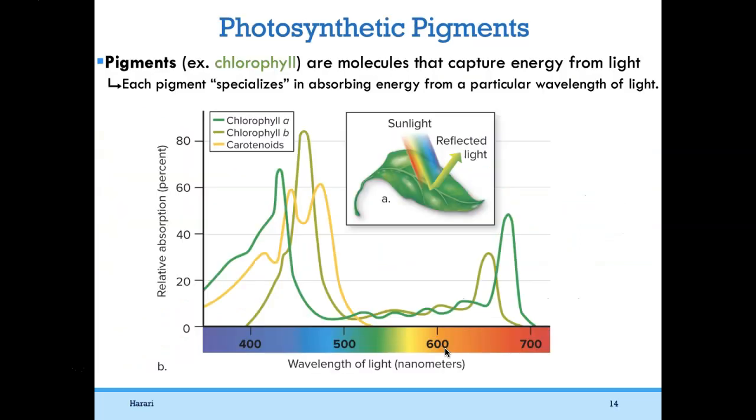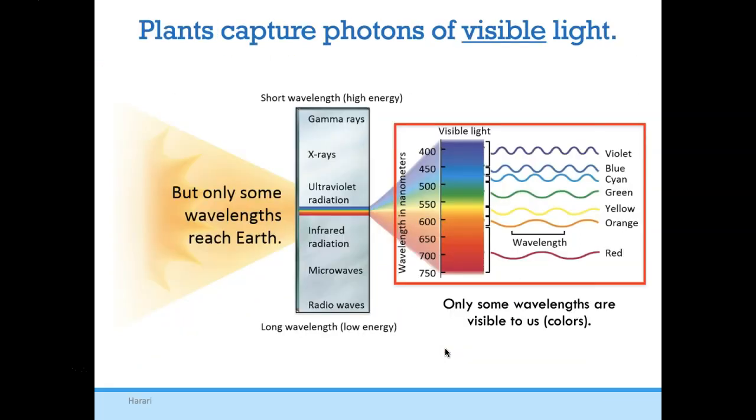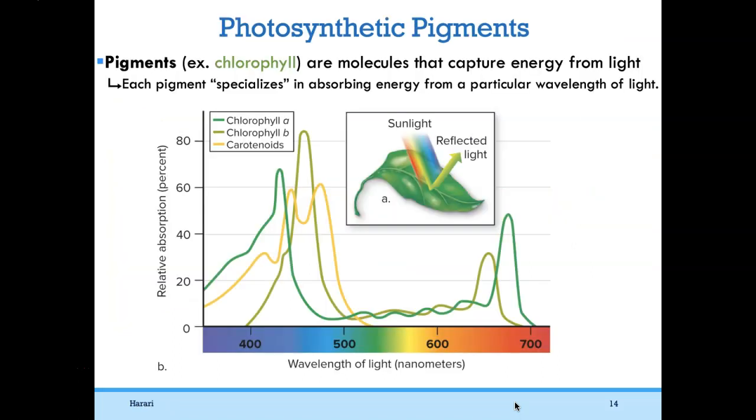So plants capture photons of visible light. These are the wavelengths of light that are visible to us as colors. So this is a little complicated, but everything has a color based on what types of energy it absorbs and what type of energy it reflects. So let's talk about pigments. This will help illustrate the idea of absorption and reflection of energy.